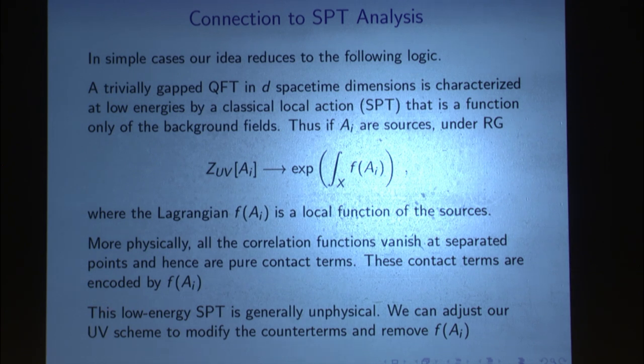Now, this low energy action, or this low energy SPT in more condensed matter language, is generally unphysical because you can adjust your UV scheme, whatever it was, to absorb these counterterms. I could redefine my UV theory by just moving this to the other side, and then I'll flow to exactly one. So typically, we're not so interested in this precise F that we get here.